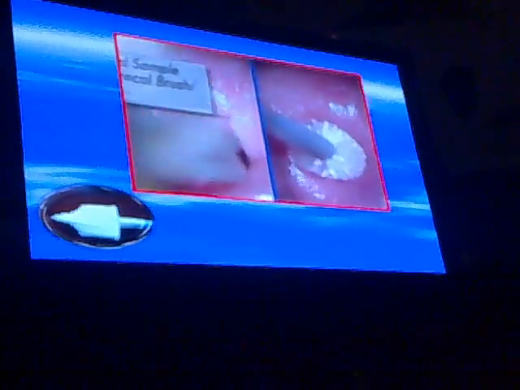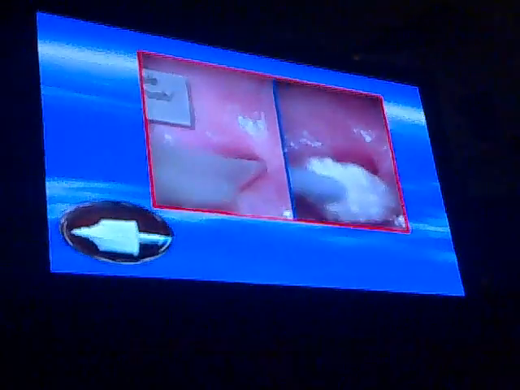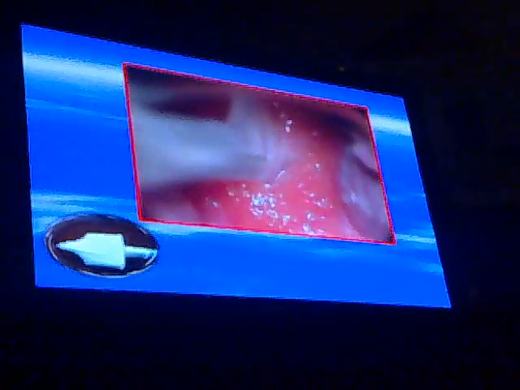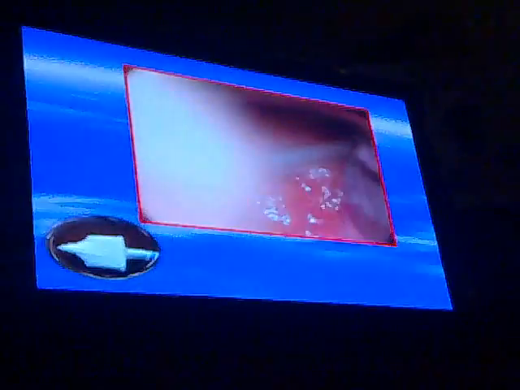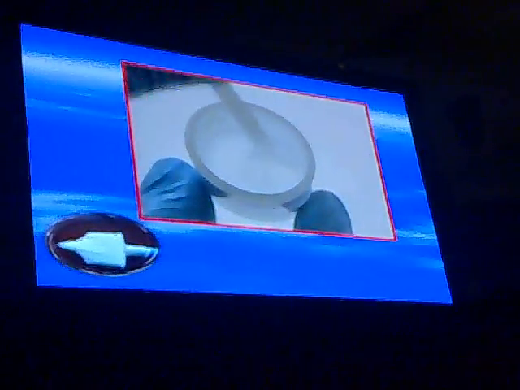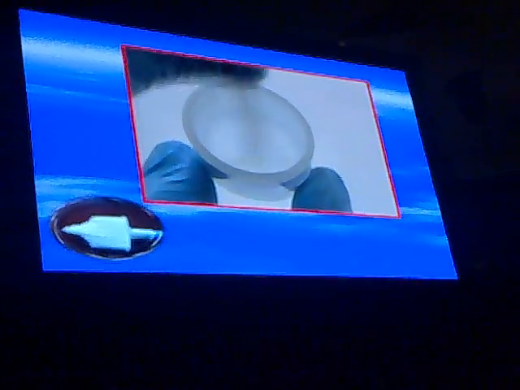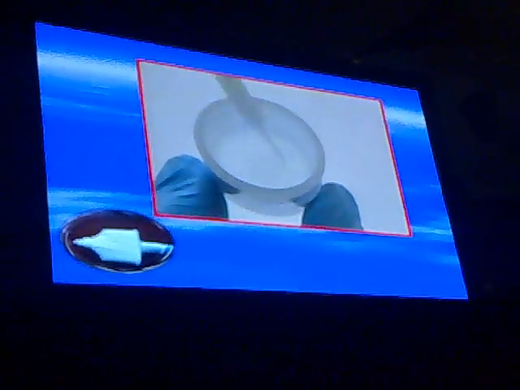When using the endocervical brush and plastic spatula combination, the plastic spatula is used to sample the ectocervix, and the endocervical brush is used to sample the endocervix. First, obtain an adequate sample from the ectocervix using a plastic spatula. Then rinse the spatula in the preservative solution vial by swirling it vigorously in the vial. Once rinsed, the spatula may be discarded.